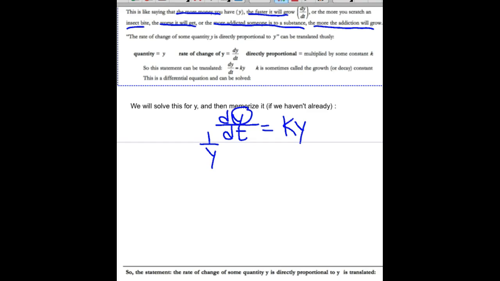We'll do this once, and then only do it on the ones where they tweak it, where it's like not directly proportional to the amount present, but they might say it's directly proportional to the difference of it and something. Then you have to go through this process. But for just direct proportionality, let's go solve that. We'd say 1 over y dy is equal to k dt.